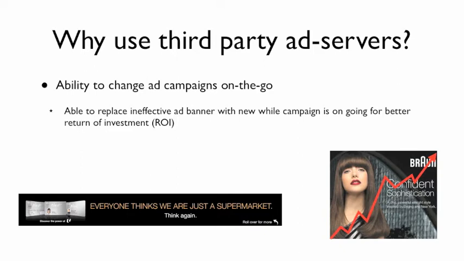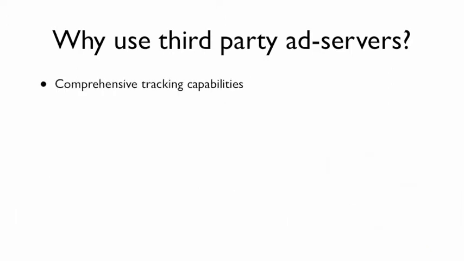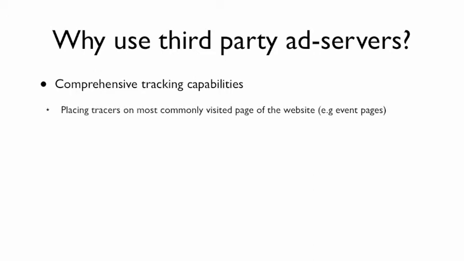You can also control the sequence of ad impressions on your website with the tools provided by third-party ad servers. Tracking of visitors on your site has never been made easier. Third-party ad servers place at least three trackers, which are normally located on event pages. For example, the landing page, sign-up order page, and the thank you page.